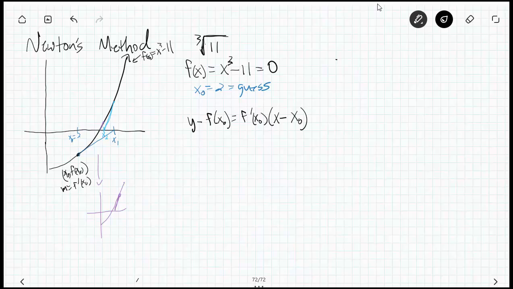Now, think about this for a sec. What I'm trying to do is figure out when this line crosses the x-axis. How do I figure out when something crosses the x-axis? Well, I set the y equal to 0. If I set y equal to 0, that will tell me when this line crosses the x-axis.